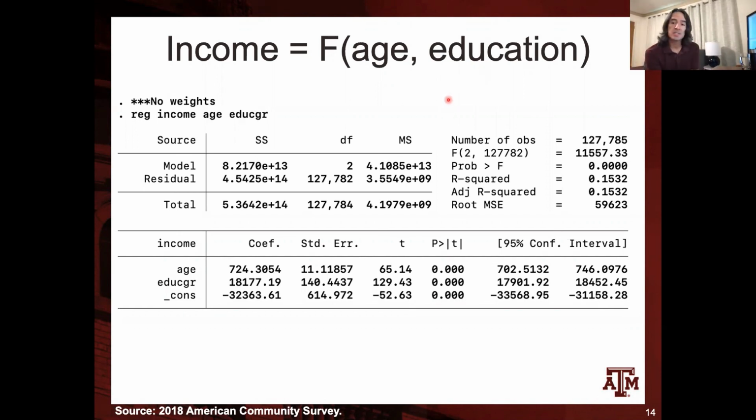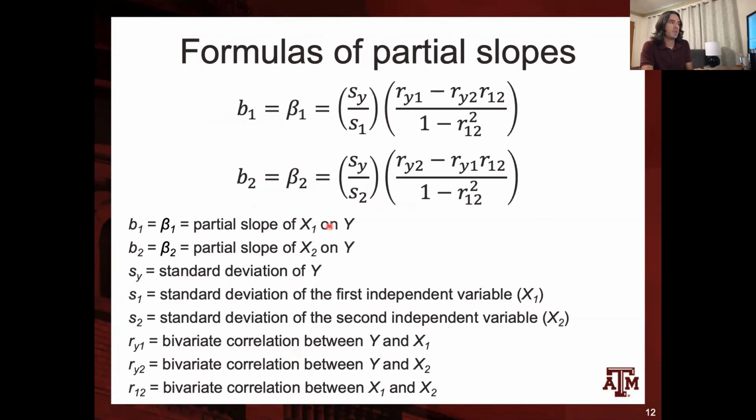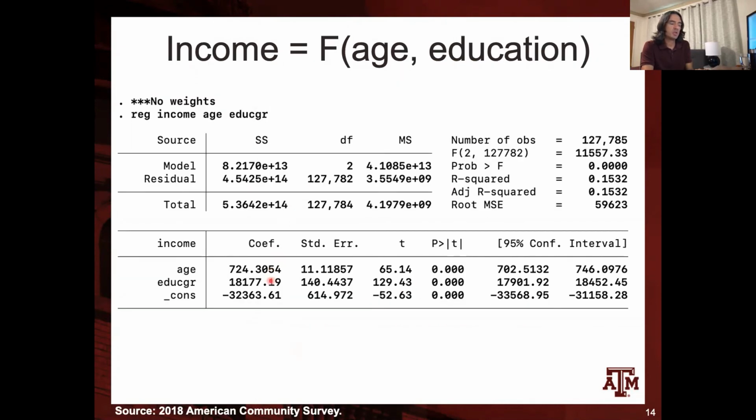So the beta 0, beta 1, and beta 2 that I just estimated before are these numbers here, right? This one is my beta 1 that I estimated from here. My beta 2 is this one here, and this is beta 0. So how do I interpret this 724? If I increase age by 1 year, I will increase my income by $724.